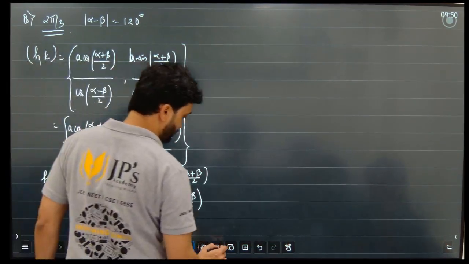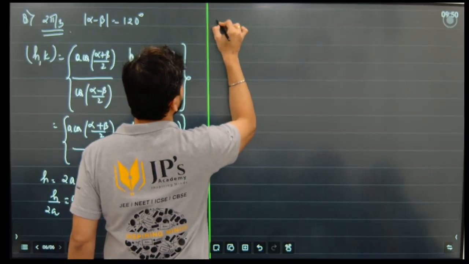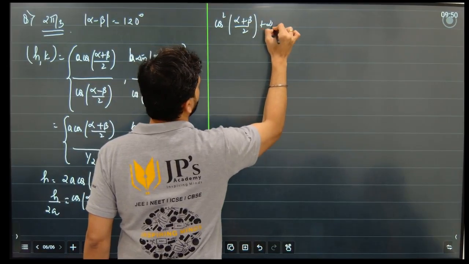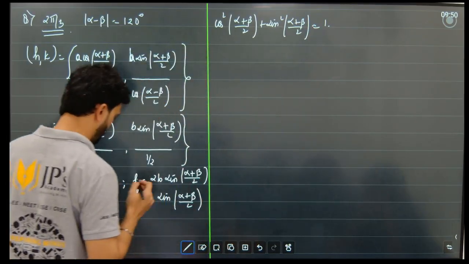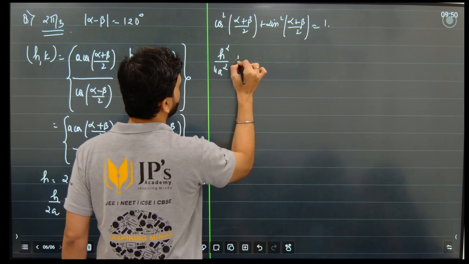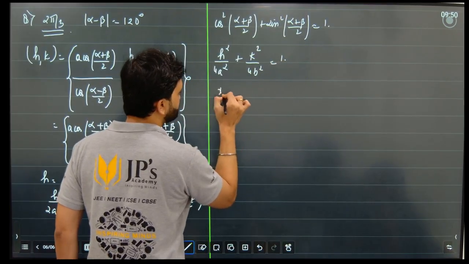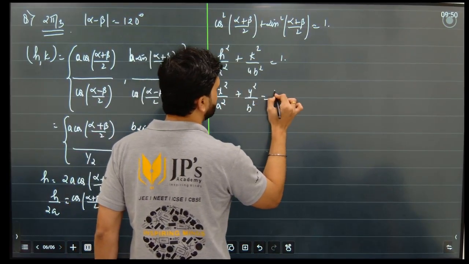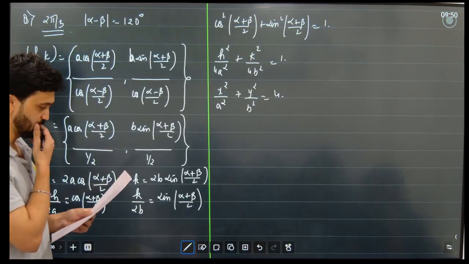Okay, therefore, if I square and add, cos square((alpha plus beta)/2) plus sin square((alpha plus beta)/2) will be equal to 1. This will become h square upon 4a square plus k square upon 4b square is equal to 1. And lastly, I can write that x square upon a square plus y square upon b square is equal to 4. Now this is the equation.